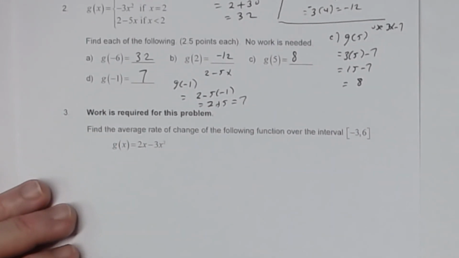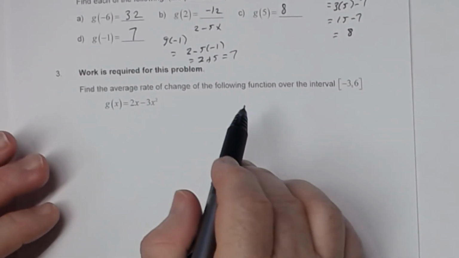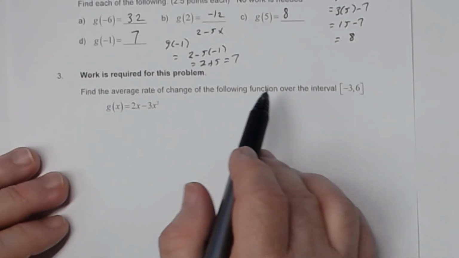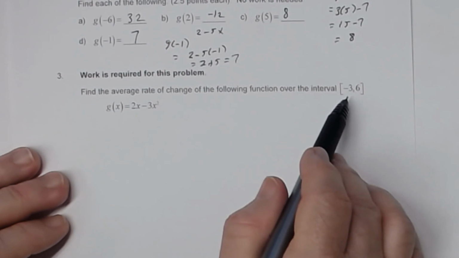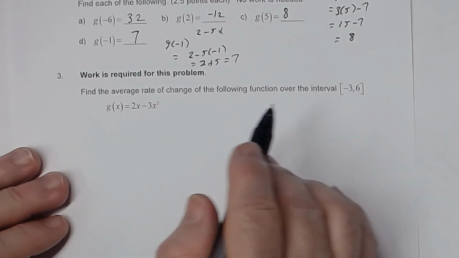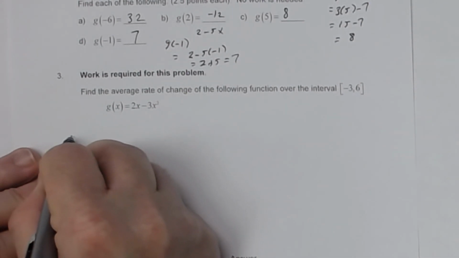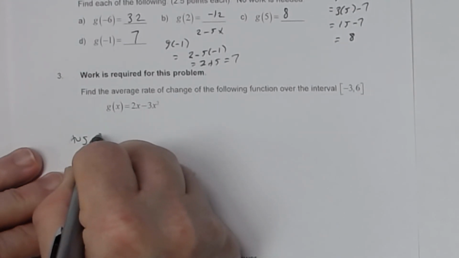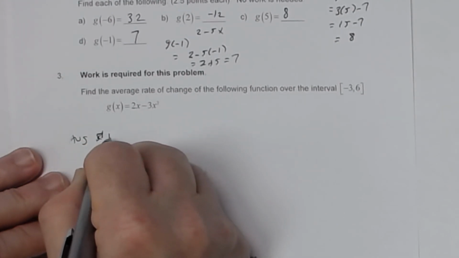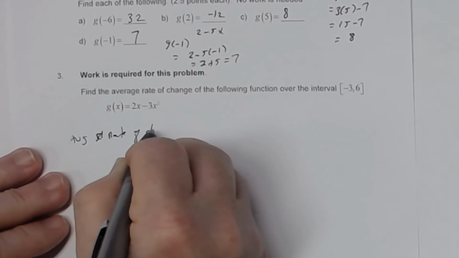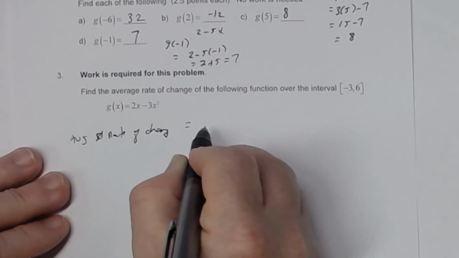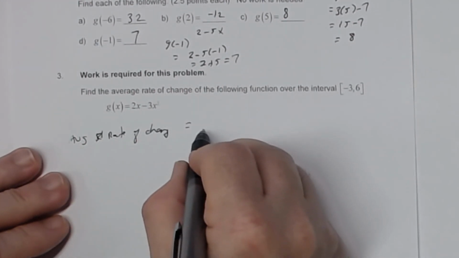All right. Number 3, you want to find the average rate of change of the following function here over this interval. Remember, that's an interval. That's not a point. And so what I expected you to show was something like this. So the average rate of change, and then I needed to see this. I needed all of you to show me.